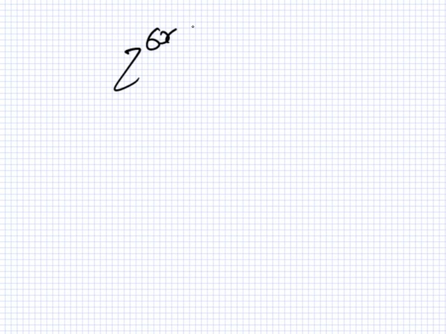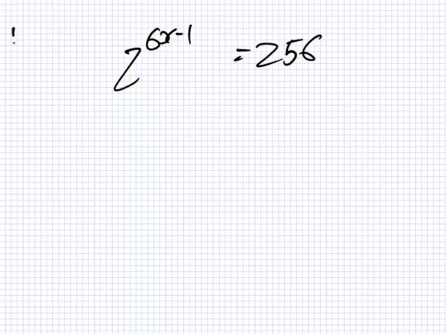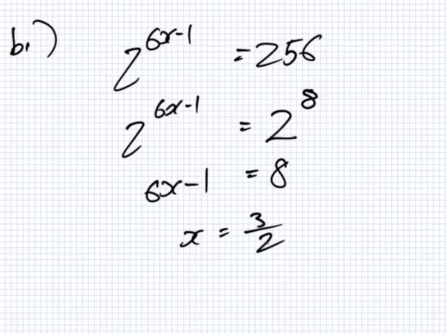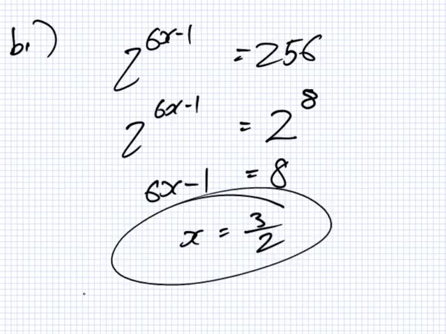Solve 2 power 6x minus 1 equals 256. Easy peasy. 2 power 6x minus 1 equals 2 power 8. 6x minus 1 equals 8. So x is 3 over 2, isn't it? That's easy.